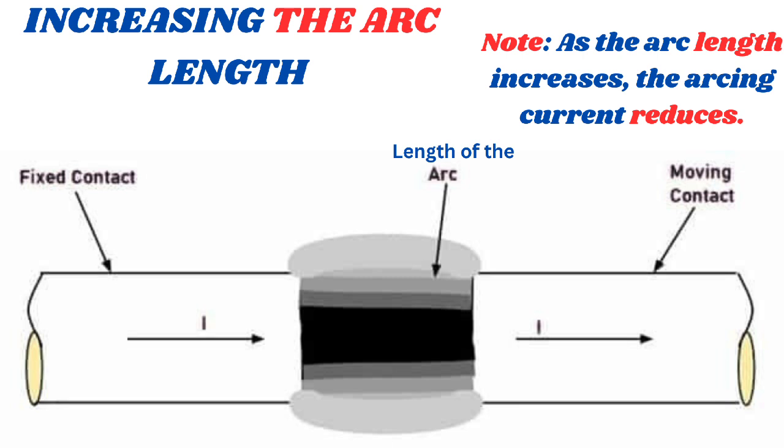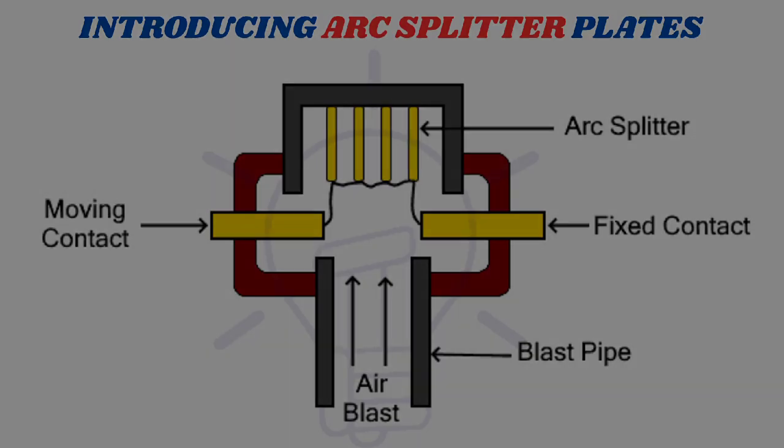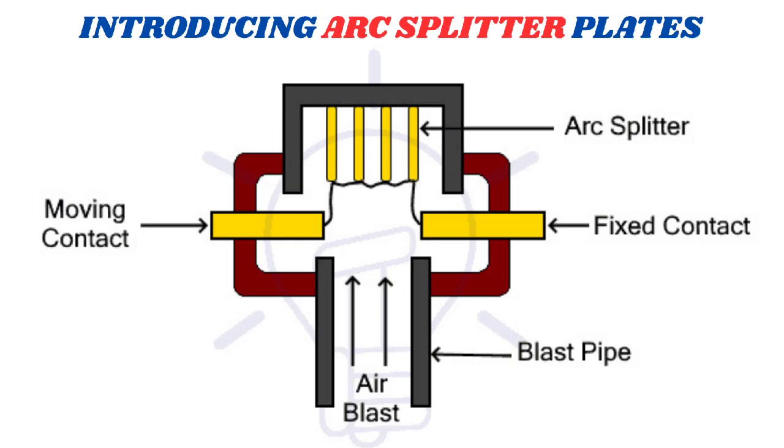Increasing the length of the arc can be achieved through various means, including designing the circuit breaker contacts to move apart rapidly, or using arc chutes or arc splitter plates. Second technique is introducing high-resistance materials. High-resistance materials, such as arc chutes or arc splitter plates, can be introduced into the arc path to increase the resistance. These materials can be designed to withstand the high temperatures and energies associated with electrical arcs.